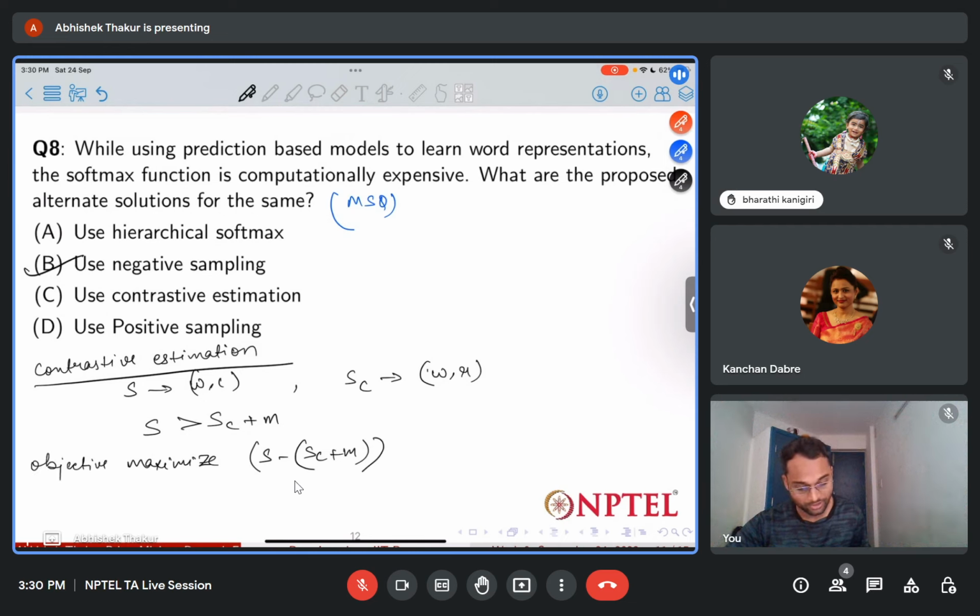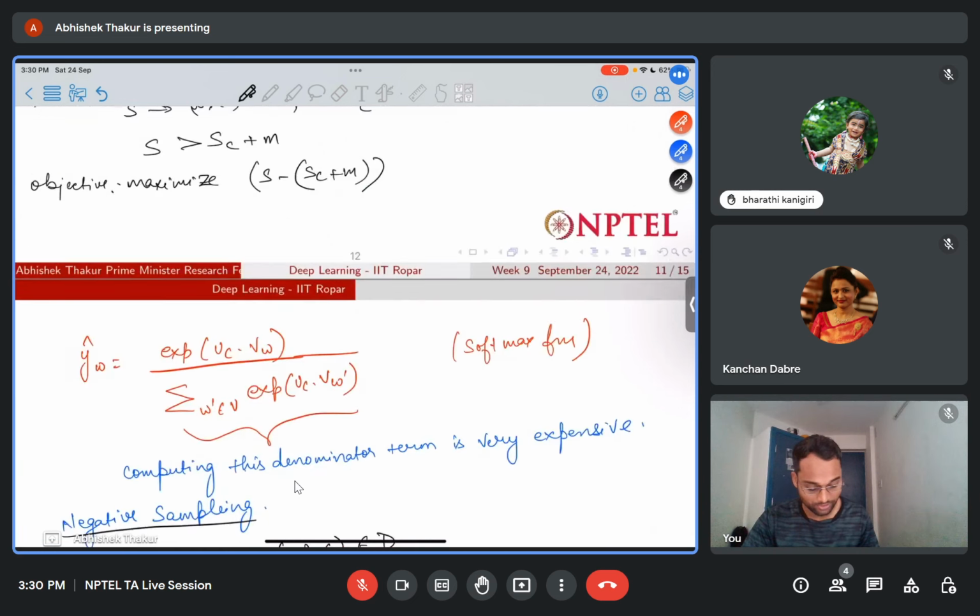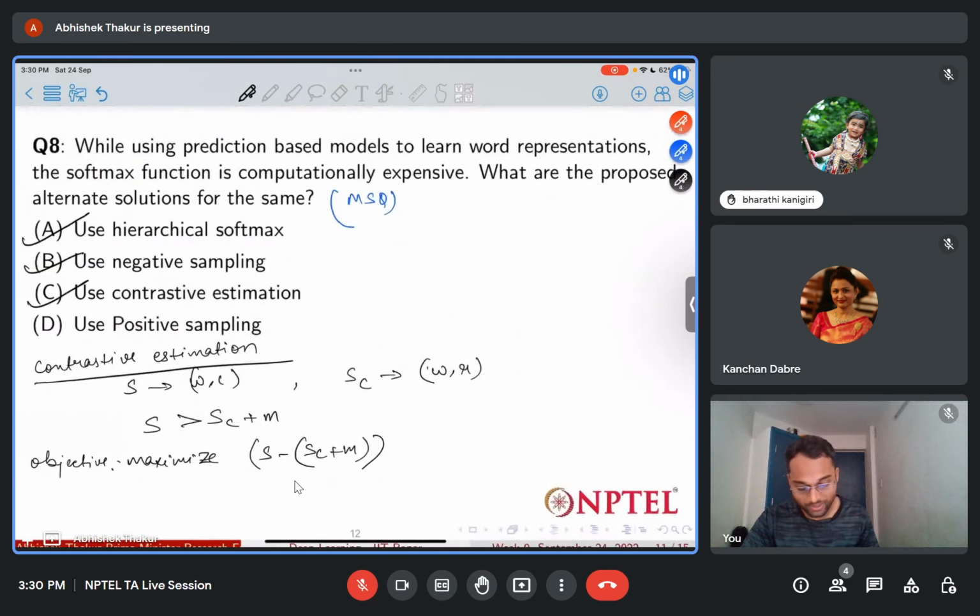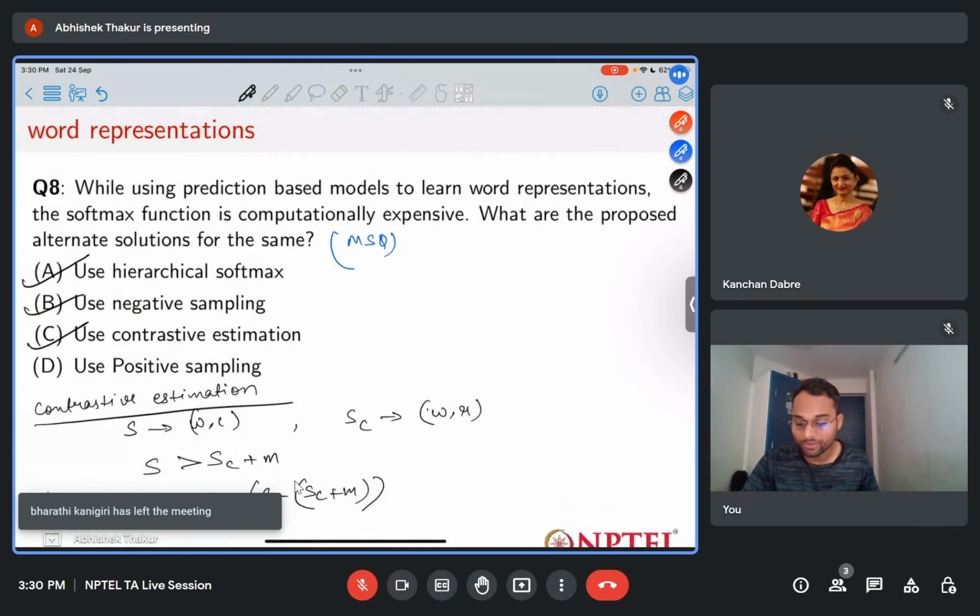So this is also one of the methods to reduce the softmax function that is most computationally expensive. So we can use this alternative solution for the prediction based model. And one is hierarchical softmax that is used for building a tree, and that also we'll see in the next question. So the option A, B, C is the correct option for this question. Any doubt in this?